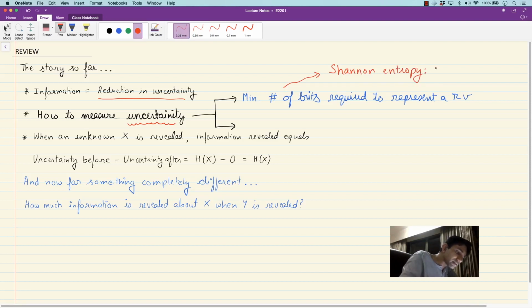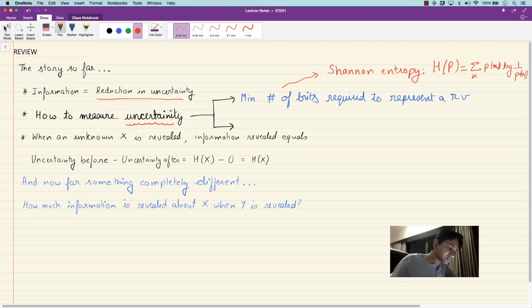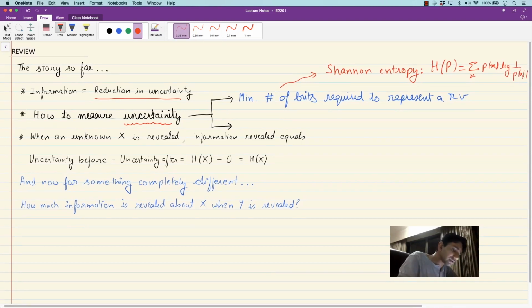We denoted this by H(P), and we gave a very nice formula for this. This is a very important formula for this course. It is simply the sum over x of P(x) log 1 over P(x). So this is the Shannon entropy that we saw. This is our first measure of uncertainty, which came out as an answer to this first question.